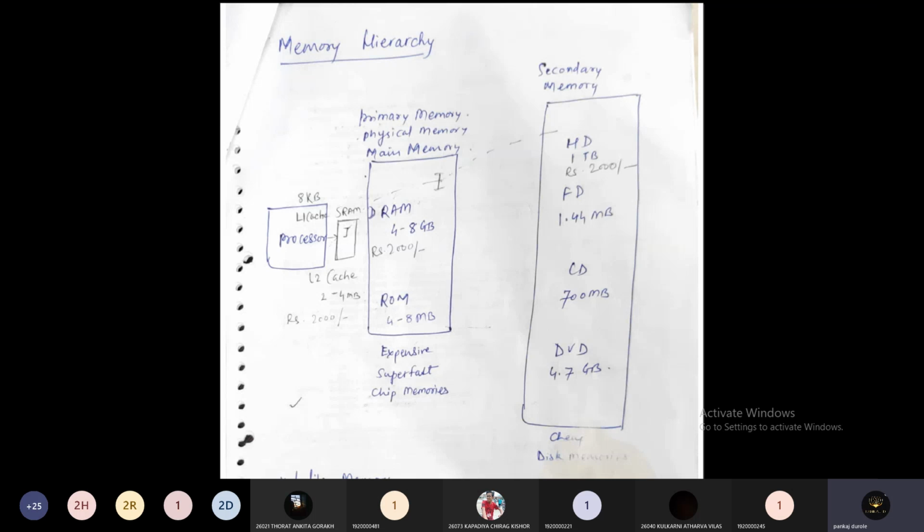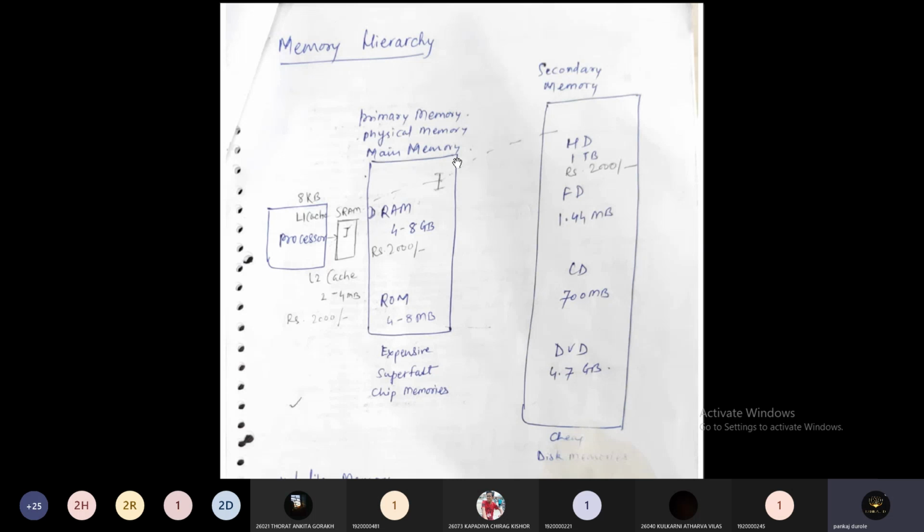So there comes the invention, or the evolution, of the primary memories. There comes the evolution of primary memories, right? So primary memories are also called by the name of physical memory or main memory.